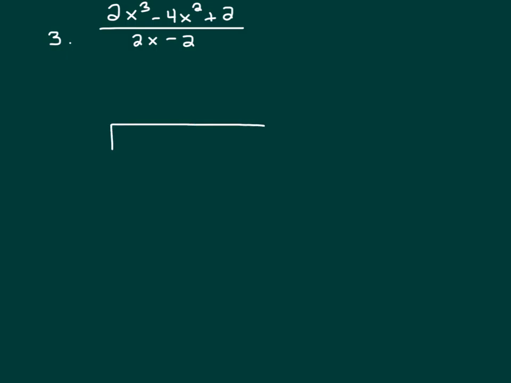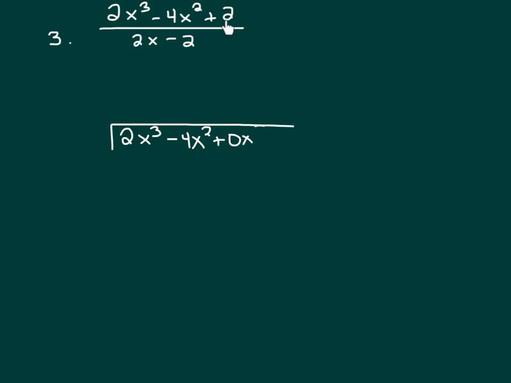Now, one thing I just want to point out is if you notice our exponents, we go from an x cubed down to an x squared, but then we don't have that x to the first power in here. We're missing our x term. So when you go to write it under the division bar, we're going to have 2x cubed minus 4x squared, and we have to take into account that x term. So you could write plus 0x, or if you really want, you could write minus 0x. It doesn't matter either way.